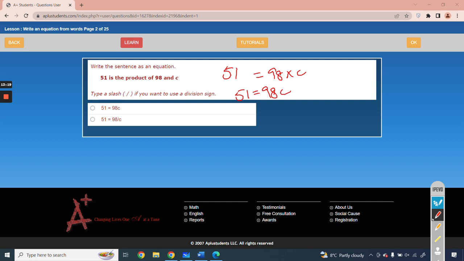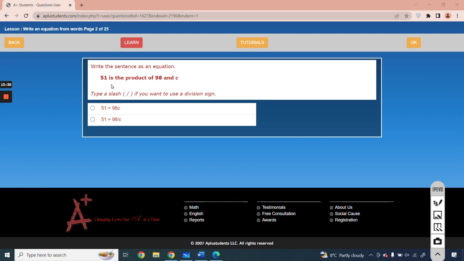51 is the product of 98 and C means 98 and C are multiplying and their answer equals 51. Option number 1 is the correct option. So just select the correct option and click on the OK button.